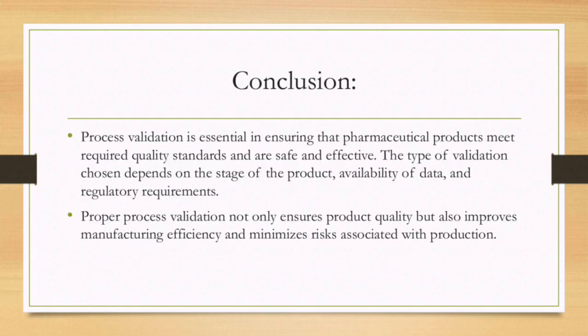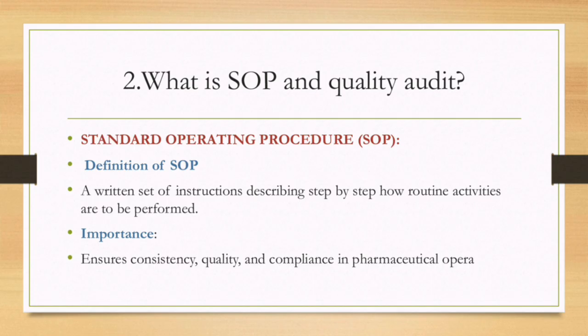So, let's come to the conclusion. Process validation is essential in ensuring that the pharmaceutical product meets required quality standards and is safe and effective. The type of validation chosen depends on the state of the product, availability of the data, and regulatory requirements. Proper process validation not only ensures the product quality but also improves the manufacturing efficiency and minimizes risk associated with the production. What is SOP and quality audits?